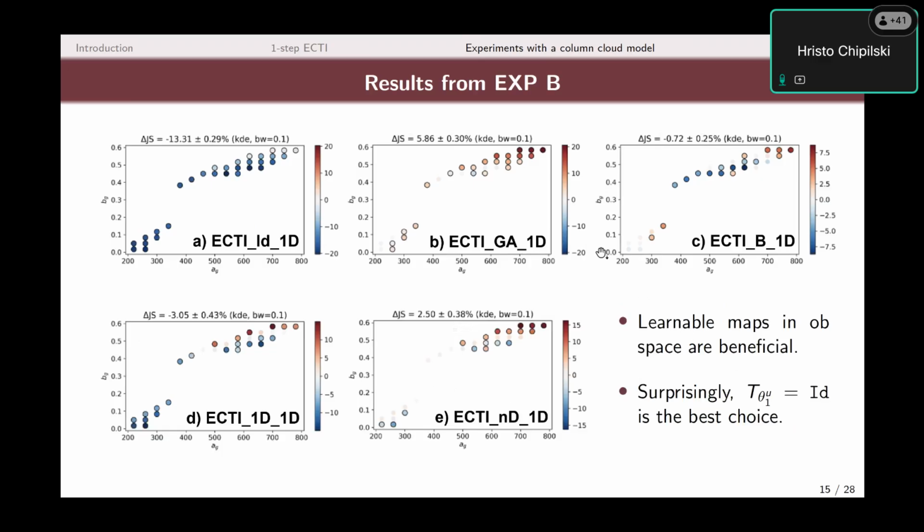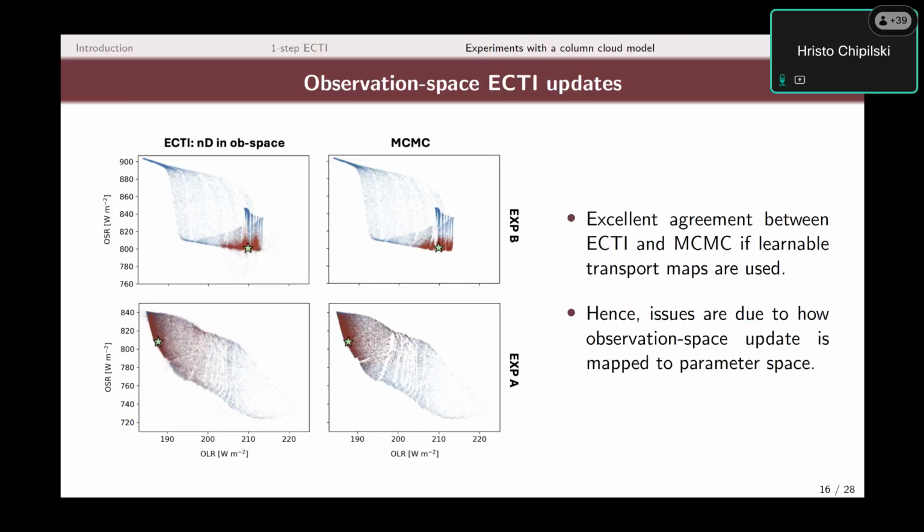By contrast, if we look at experiment B, there is an obvious advantage of using learnable maps in observation space, but the much less intuitive result is that in parameter space, we obtain the best results if we have a Gaussian assumption in parameter space, right? Which is this experiment here in the upper left. So this is a bit surprising because of the non-Gaussian structure of the prior and the posterior, which brings the question, why is this the case? So let's try to uncover this problem a little bit.